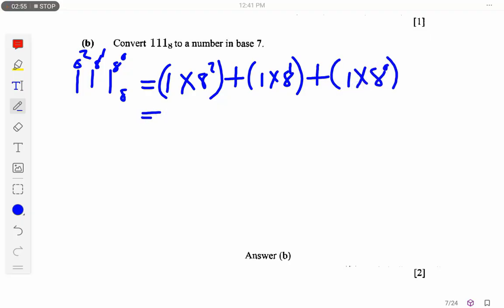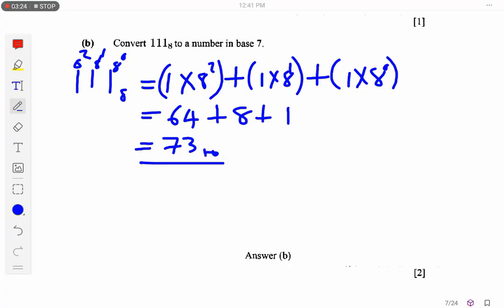So this is going to be equal to 8 squared, that's 64, plus 1 times 8, that's 8, plus 8 to the power of 0, that's 1 there. So at the end of the day I can get 64 plus 8 plus 1, that's 73, base 10. Now we want to go to base 7. I'm going to do my long division.